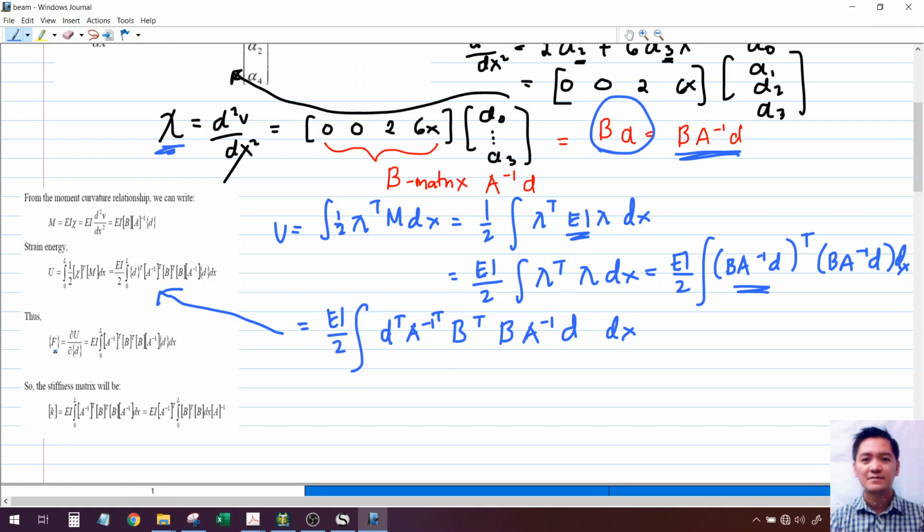Now, meron tayong formula na to get the minimum potential energy. No? Siyempre, derivatives mo sa the displacement. So, du dd. Okay? And du dd is mawawala lang itong d. Okay, kaya magiging formula mo na F equals du dd become EI over 2. Mawawala ito. Integral of A inverse transpose B transpose B A inverse D dx. So, ito siya.